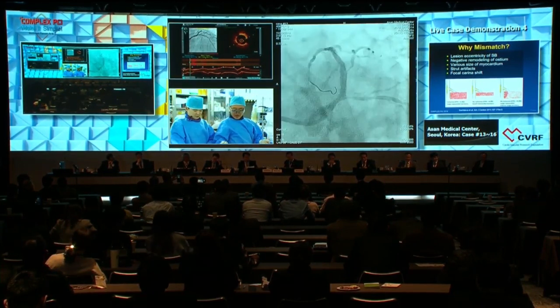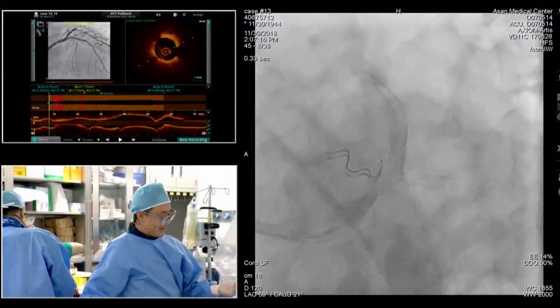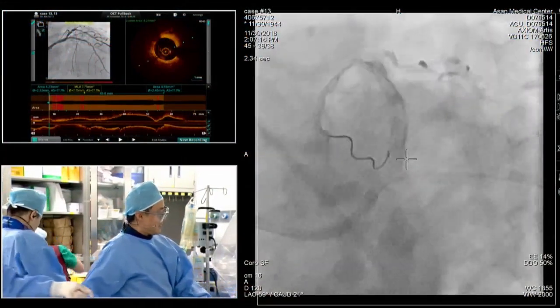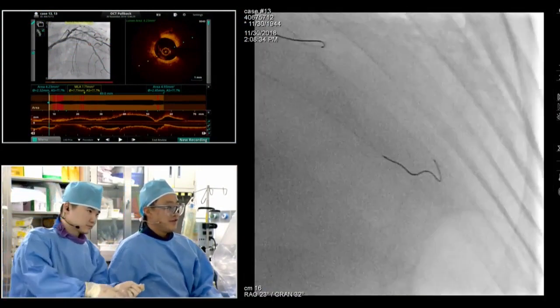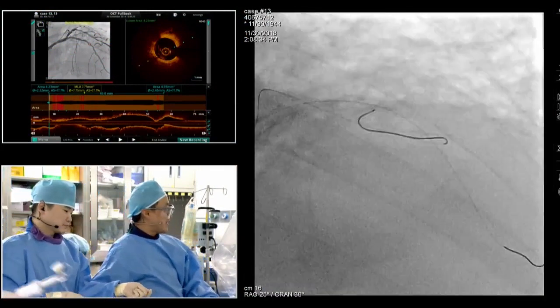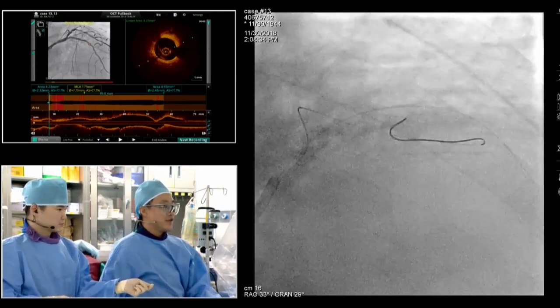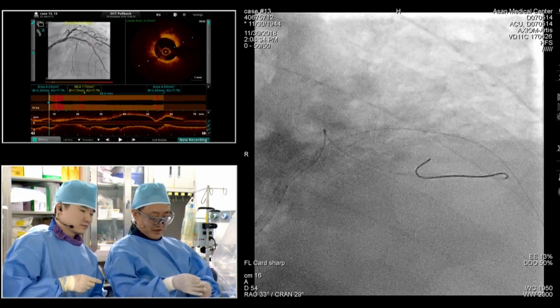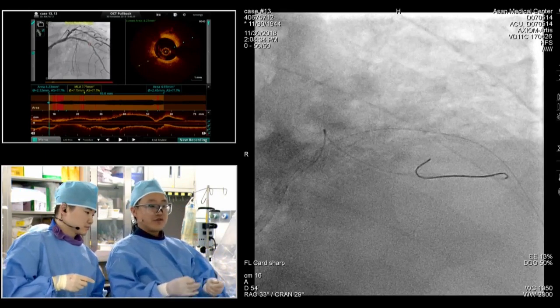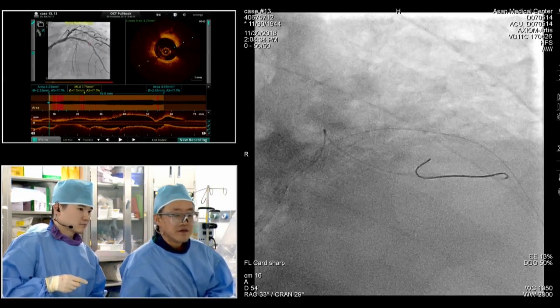Apply the DEB first, please. DEB. Okay, I'm going to apply the DEB for the distal LAD part, and we require a long DEB, 2 DEBs for the LAD. Okay. Treat. We'll be back after this.